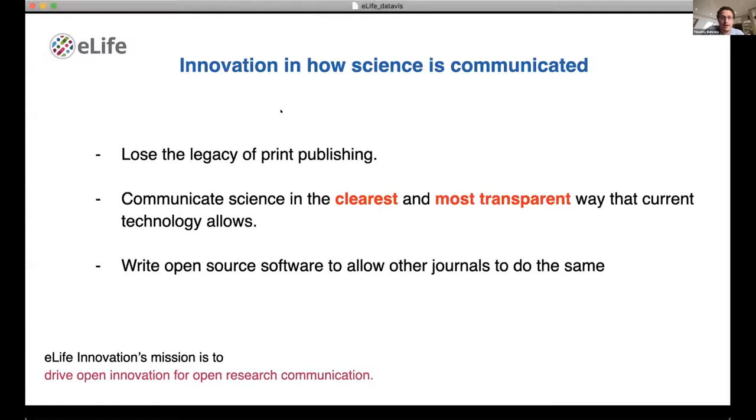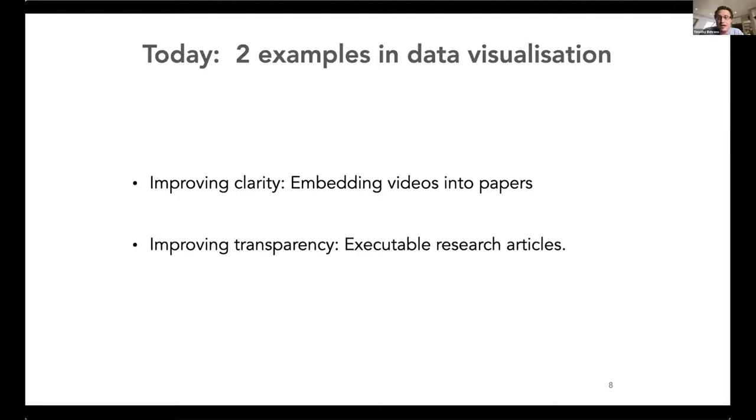And I'm going to show you two examples of that in the space of data visualization, which I think would be useful to many of the people who have presented already today. So the first is quite a simple but nevertheless impactful thing, which is making articles that can embed richer media than just figures. I'm going to show you an example of a video, but you can imagine audio, et cetera, being inside figures. And then the most exciting thing, I think, is these executable research articles, which I think would allow you to publish most of the figures that were in Michaela's talk at the start. Okay, so let's start there. We'll start with embedding videos in papers.